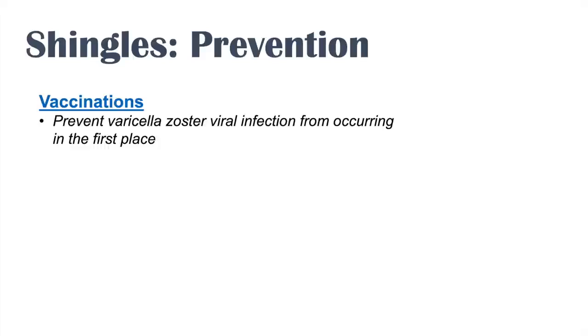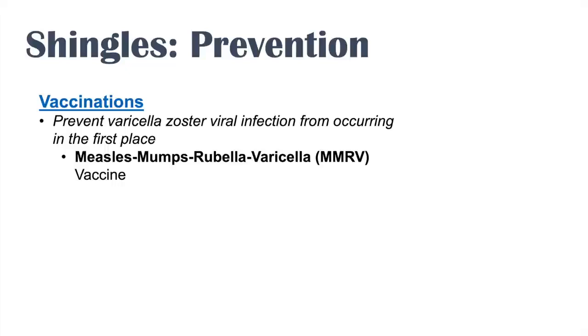So now that we've talked about treatment of shingles, we can talk about prevention of shingles in the first place. So prevention involves vaccinations. So we can prevent varicella-zoster viral infection from occurring in the first place. So again, as I mentioned before, we need to have a prior infection with chickenpox in order to get shingles. So if we actually prevent getting an infection with chickenpox, we can prevent shingles in the future. So the vaccine, measles, mumps, rubella, varicella, or MMRV vaccine, can help reduce the likelihood of getting a chickenpox infection early in life. So MMRV vaccinations have reduced the chances of getting chickenpox infections.